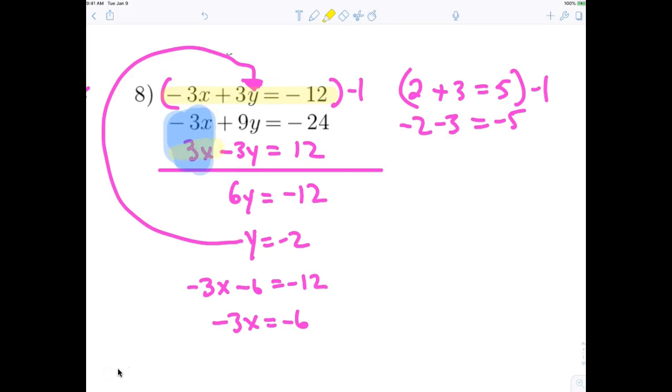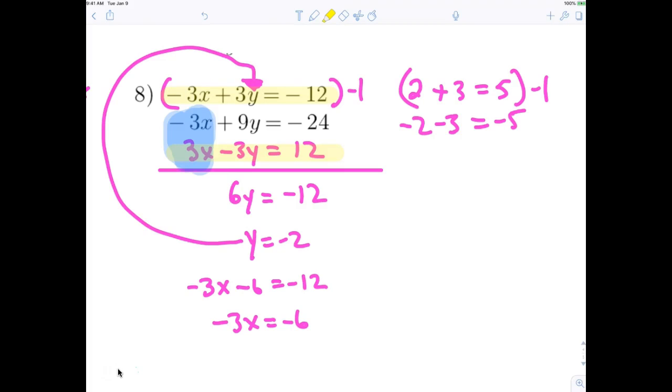I could plug it into the bottom equation. Do you agree? You see what I mean? Does it matter which one I plug it into, Colin? No. You'll always get the same answer. Are you hearing me, Julia? It doesn't matter which one I plug it into. You're going to get the same answer.